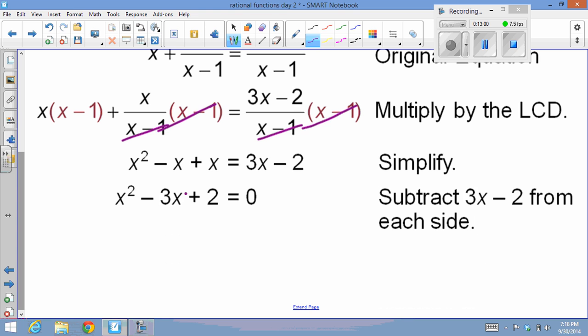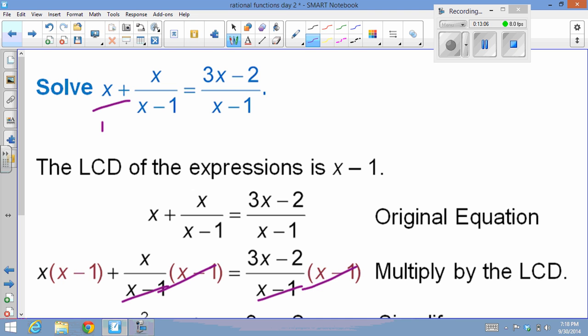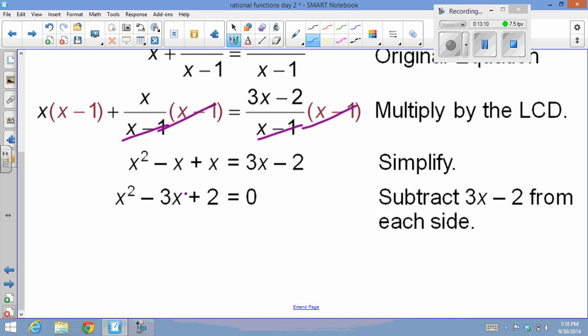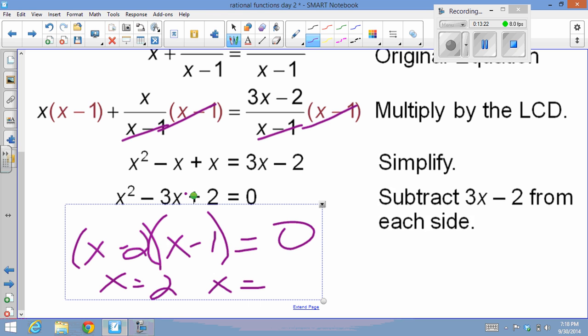Apparently on the next slide, or not. Wonder where it went. Well, anyways, it does factor into x minus 2 times x minus 1, and that's going to equal 0. Then I would solve the equation, and x equals 2, and x equals 1.